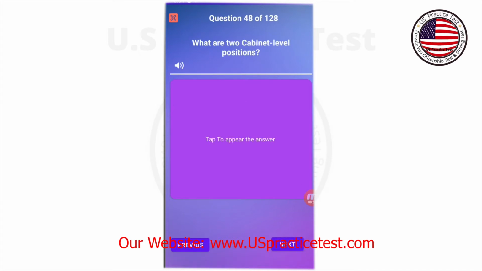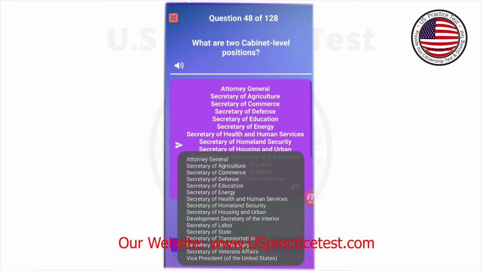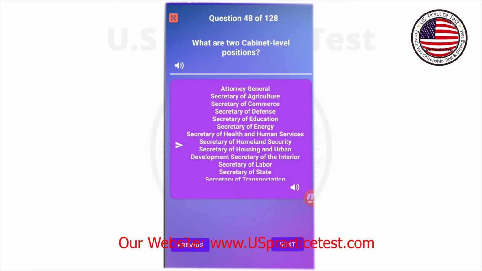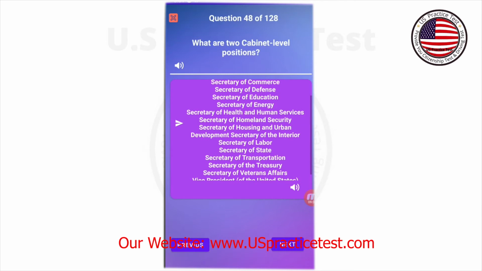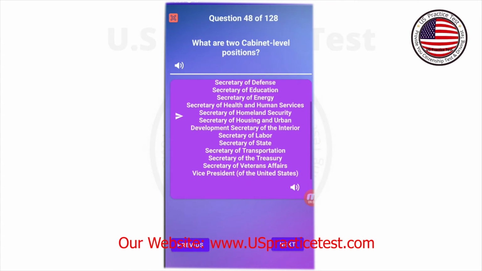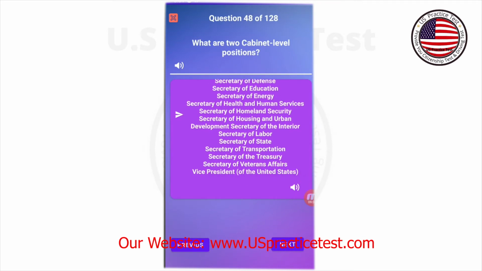What are 2 cabinet-level positions? Attorney General. Secretary of Agriculture. Secretary of Commerce. Secretary of Defense. Secretary of Education. Secretary of Energy. Secretary of Health and Human Services. Secretary of Homeland Security. Secretary of Housing and Urban Development. Secretary of the Interior. Secretary of Labor. Secretary of State. Secretary of Transportation. Secretary of the Treasury. Secretary of Veterans Affairs. Vice President of the United States.